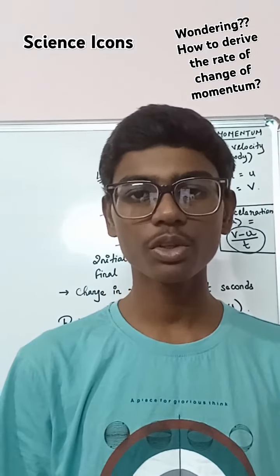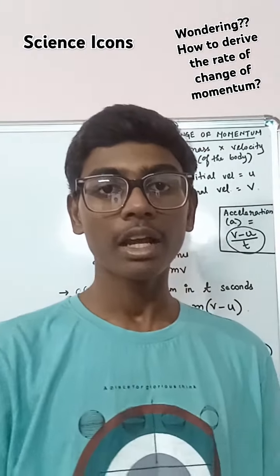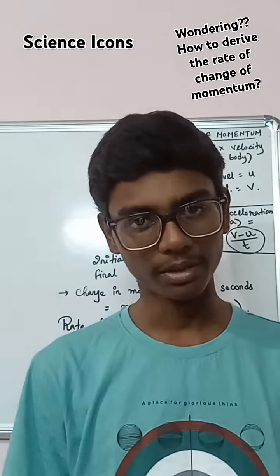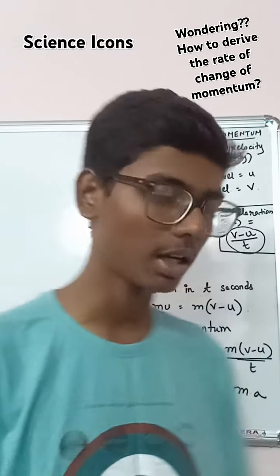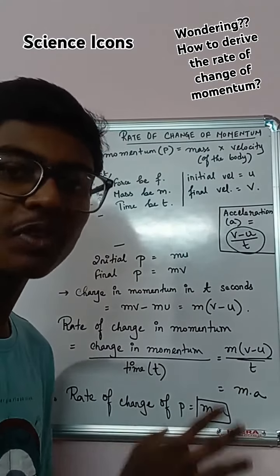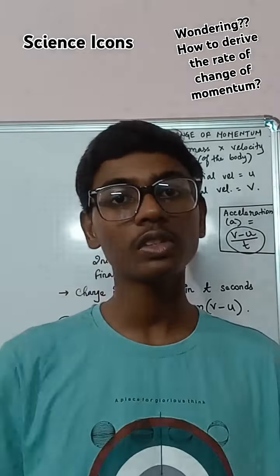Hello everyone. So here we are going to learn rate of change of momentum. Now when we talk about rate of change of momentum, only one formula comes, that is F = ma. This we all know, but here we are going to see how this formula came. First of all, what is momentum?